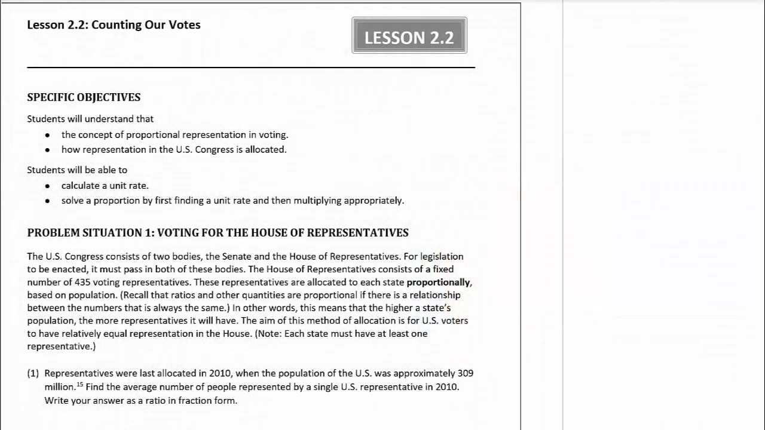Hi everybody, this is lesson 2.2, counting our votes. Let's look at the specific objectives. In this lesson, we'll understand the concept of proportional representation in voting and how representation in the US Congress is allocated. Students will be able to calculate a unit rate, solve a proportion by finding a unit rate, and then multiply appropriately. As you can see, we're going to be talking about the United States Congress today and doing some mathematics which has to do with voting.